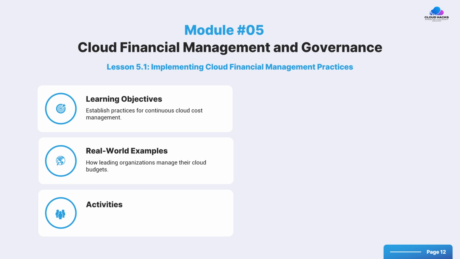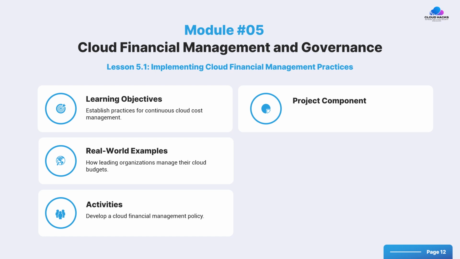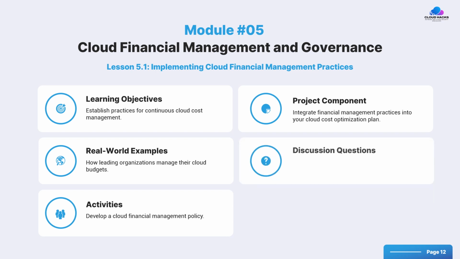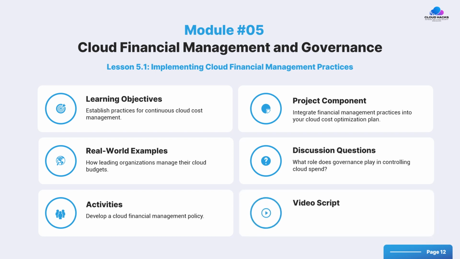Activities. Develop a cloud financial management policy. Project component. Integrate financial management practices into your cloud cost optimization plan. Discussion questions. What role does governance play in controlling cloud spend? Video script. The importance of establishing robust cloud financial management and governance to sustain cost optimizations.